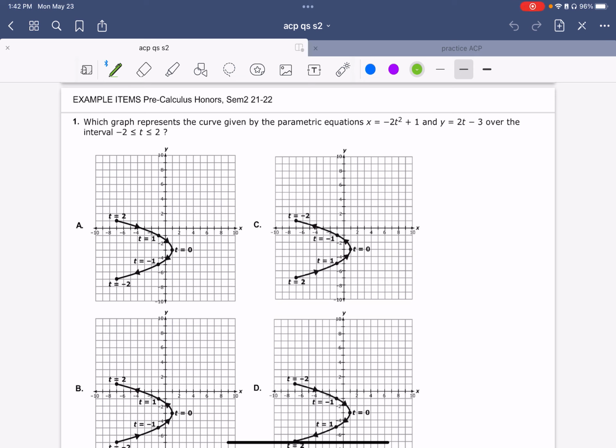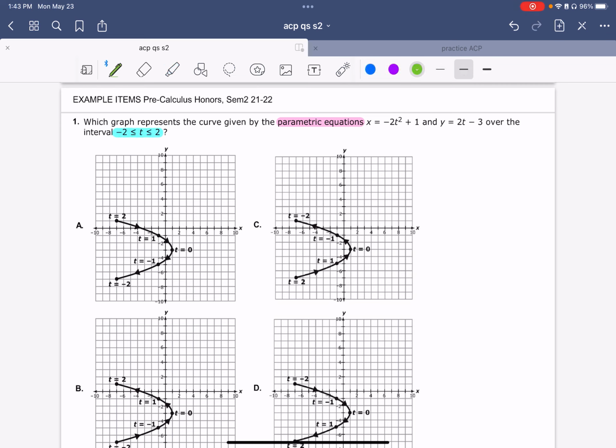So starting off with number one, which graph represents the curve given by the parametric equations x equals negative 2t squared plus 1, y equals 2t minus 3 over the interval negative 2 to positive 2. So thankfully they told you exactly what type of problem it is. They said that it is a parametric equation and they give you the equations for x and y, and they also give you the parameter interval, which is from negative 2 to positive 2.